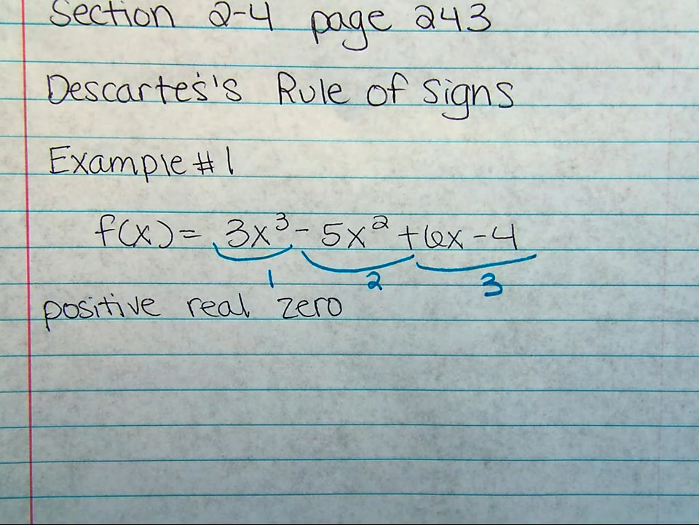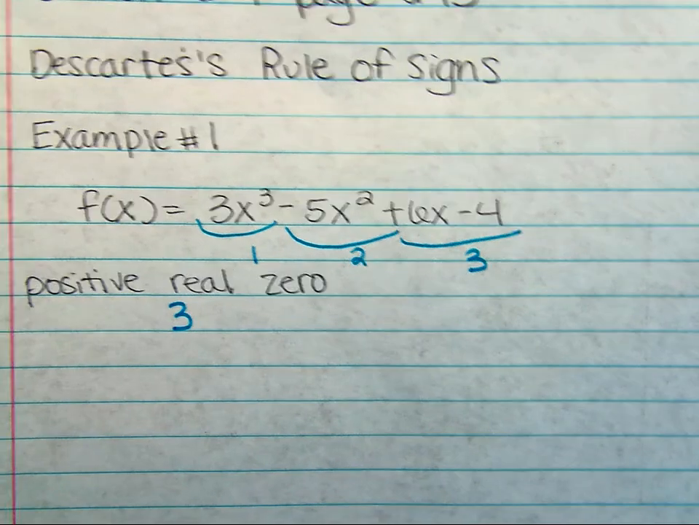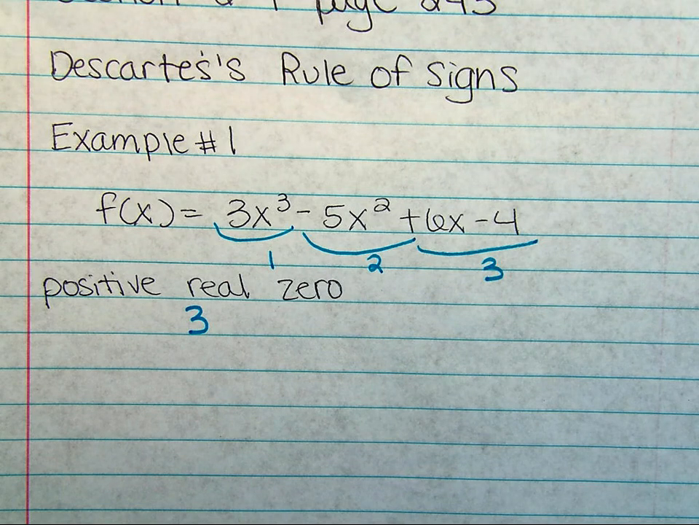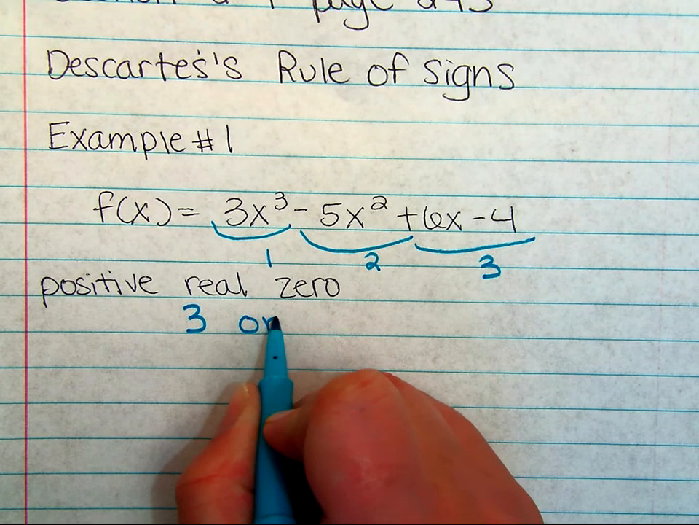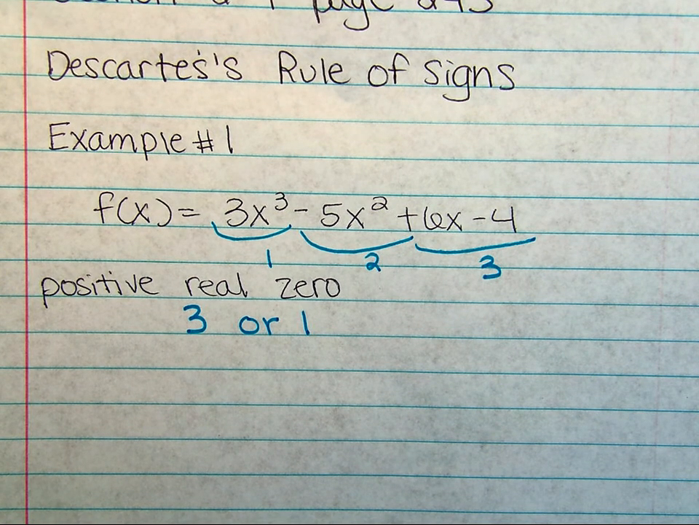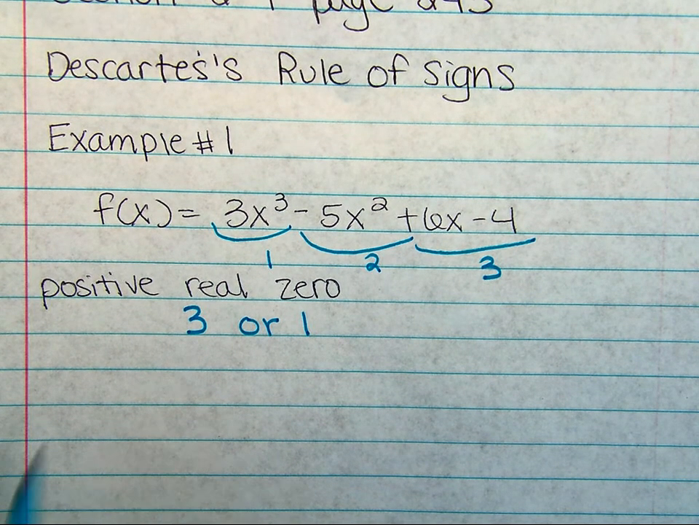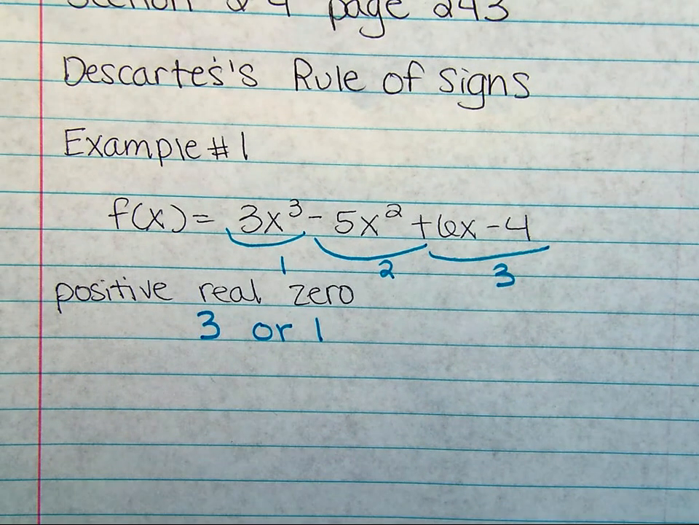Now remember what it said in your book. It said that it's either equal to the number of variations, so we could have 3 positive real zeros, or less than that by an even integer. Well, it's either 3 or 1. Wouldn't you agree that that is less than 2? 2 is an even integer, so I'm always going to be counting down by 2. So for positive real zeros, there's either going to be 3 of them or 1 of them. It's not possible to get 2 or 0.